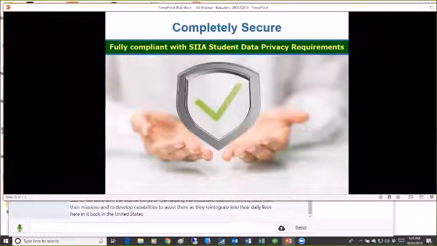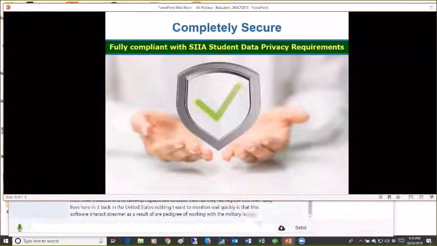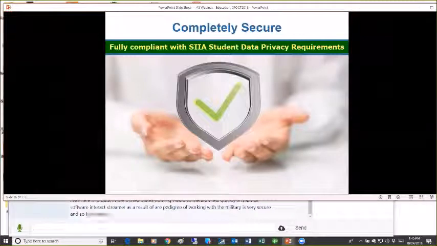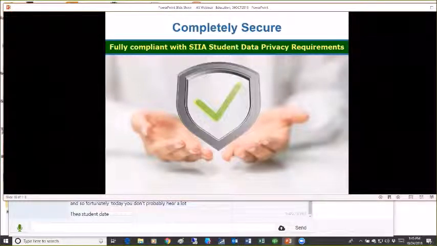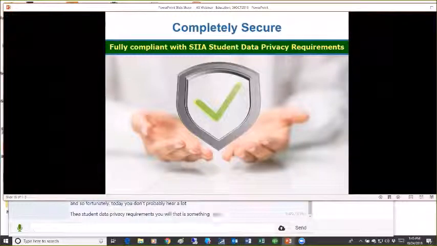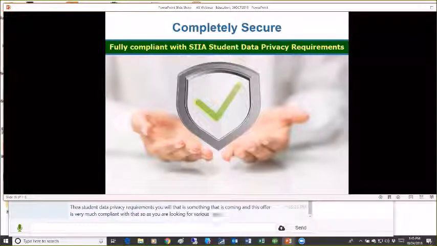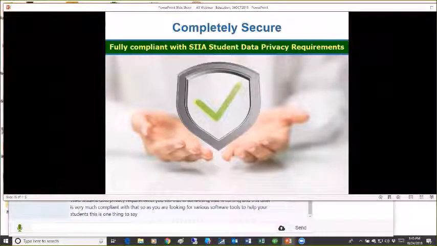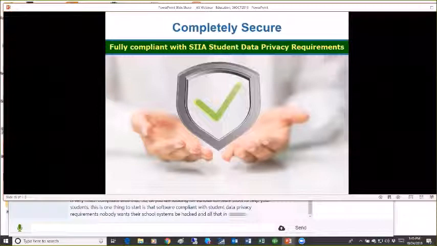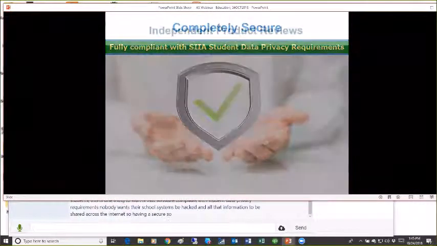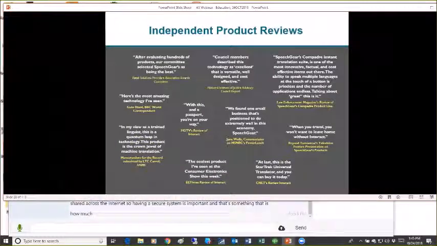Another thing I want to mention real quickly is that this software, InteractStreamer, as a result of our pedigree of working with the military, is very secure. Fortunately, today you don't probably hear a lot about the student data privacy requirements. You will. That is something that is coming. And this software is very much compliant with that. So as you are looking for various software tools to help your students, this is one thing to start looking at: is that software compliant with student data privacy requirements? Nobody wants their school systems to be hacked and all that information to be shared across the internet. So having a secure system is important, and that's something that is very much built into the software from the very beginning.